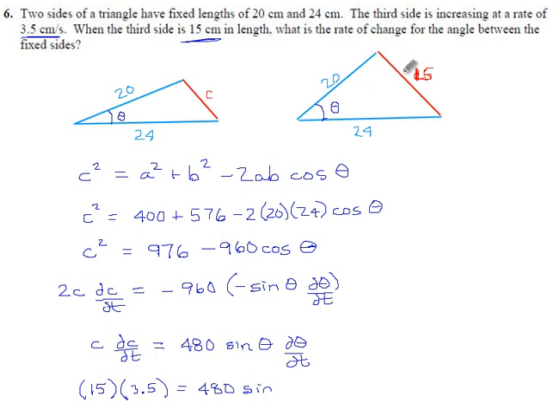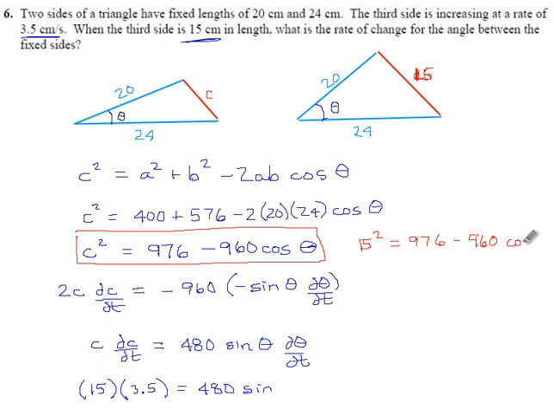Or can the sine law help? We have this angle, we have the opposite side, we have these two sides, but we don't have either of those angles. No, I think we have to use the cosine law, actually. We have to dig it out of here. It's going to have to be this. We can get a theta out of this if we're clever enough. Our c is 15, so we get 15 squared equals 976 minus 960 cosine theta.